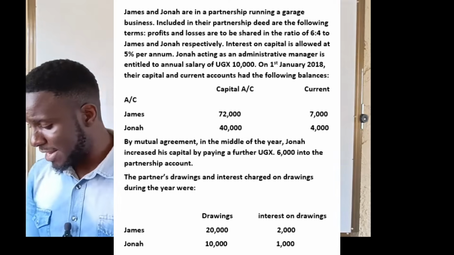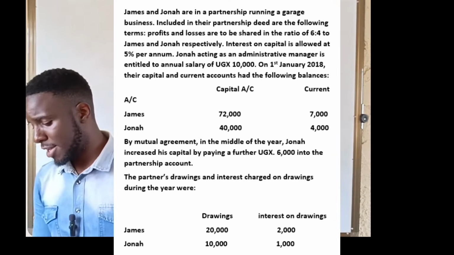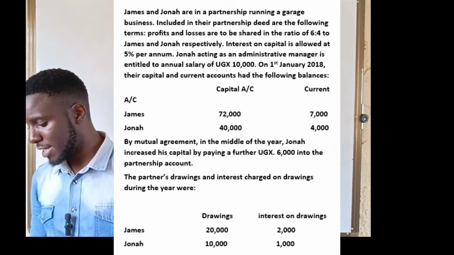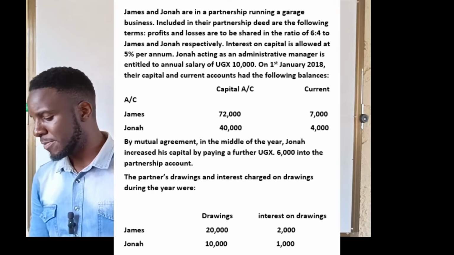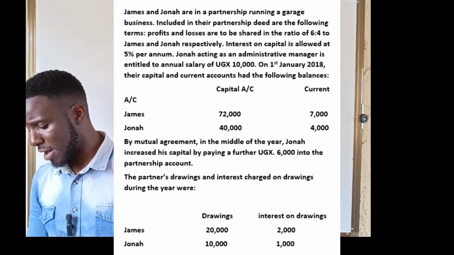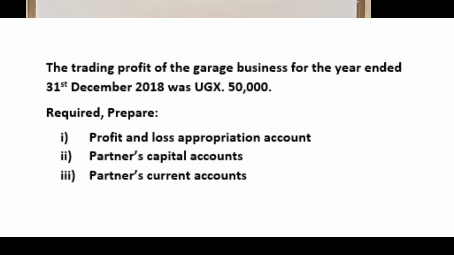The partners' drawings and interest charged on drawings during the year were: James' drawings were 20,000, interest on drawings was 2,000. Jonah, drawings were 10,000, interest on drawings was 1,000. The trading profit of the garage business for the year ended 31st December 2018 was 50,000. Required: prepare I, profit and loss appropriation accounts, II, partners' capital accounts, III, partners' current accounts.